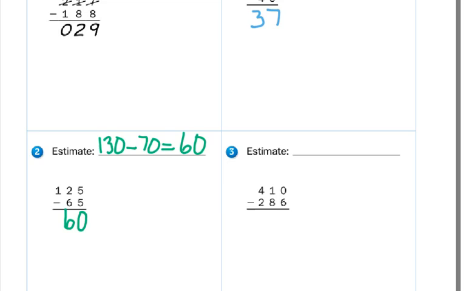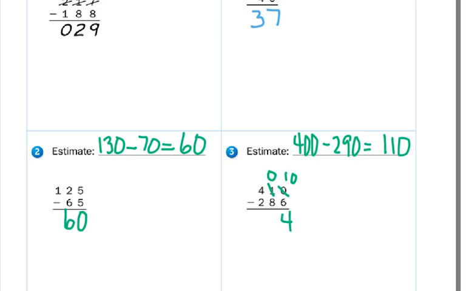Alright, number 3. Let's estimate 410. Let's go ahead and round it to 400. And we're going to round 286 to 290. 400 minus 290 is 110. Alright, now let's go ahead and subtract. We can't take 6 from 0, so we have to borrow from the tens. So now we're left with 0 there. Take that 10, add it to 0. We have 10. 10 minus 6 is 4.